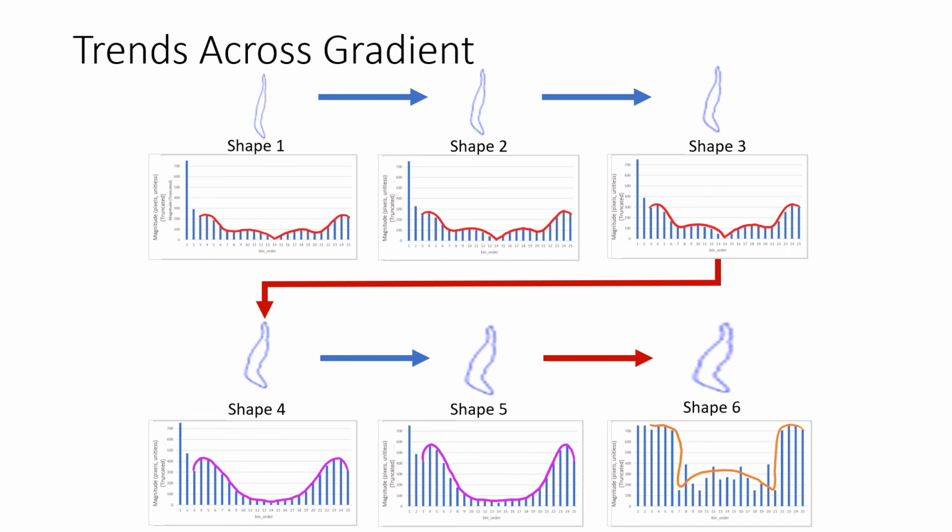The FFT plots of shapes 1 to 3 all have an open book shape, outlined in red. The FFT plots of shapes 4 and 5 have a bowl shape, outlined in pink. The FFT plot of shape 6 has a mountain range shape, outlined in orange. There is a threshold between shapes 3 and 4 and between shapes 5 and 6 where the state changes. More refined shapes can reveal these thresholds.